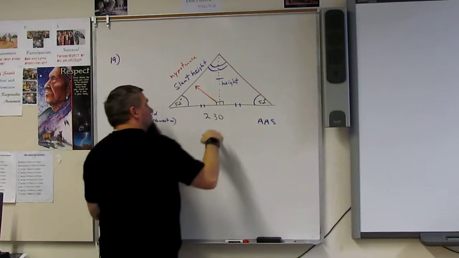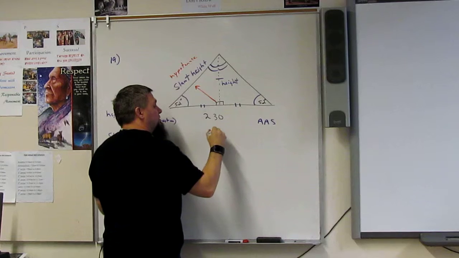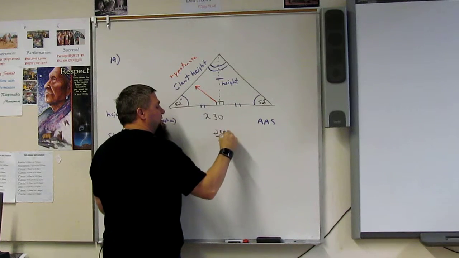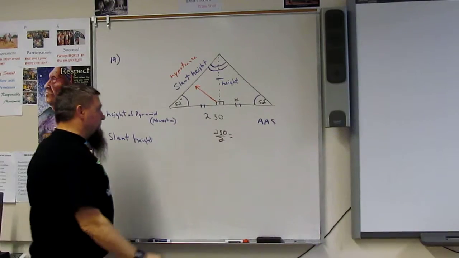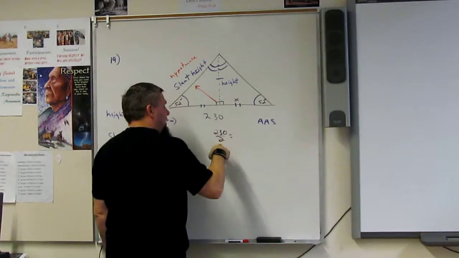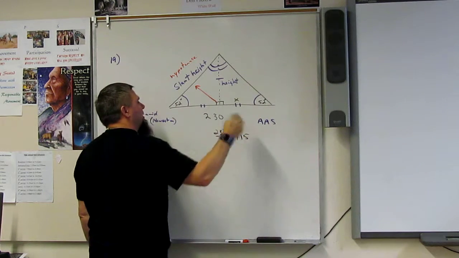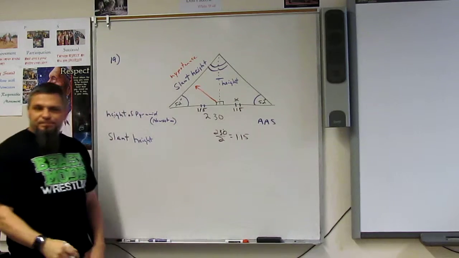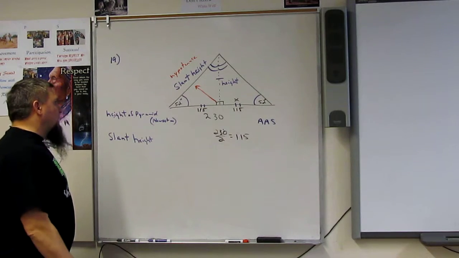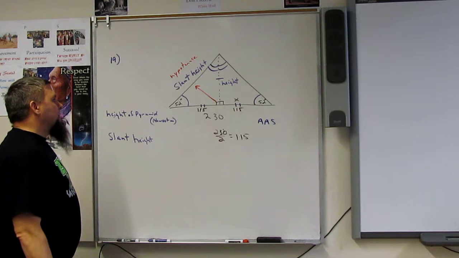So this right triangle is congruent, so that means 230 divided by 2 is equal to whatever this side is. And so that's going to be 1 and 1 with 1 left over and 5. So that's 115 and 115. Does that make sense? Okay, cool.